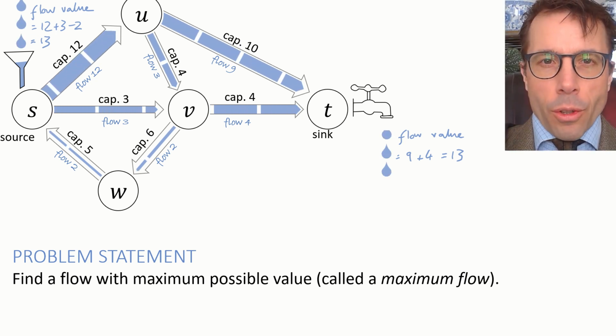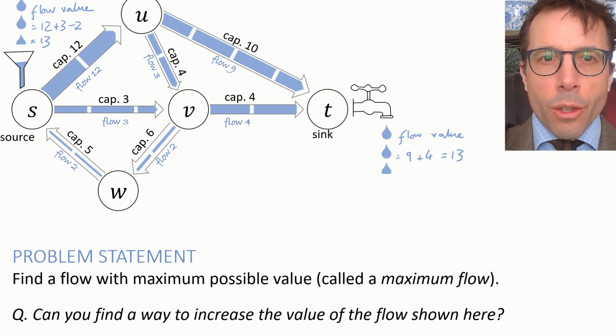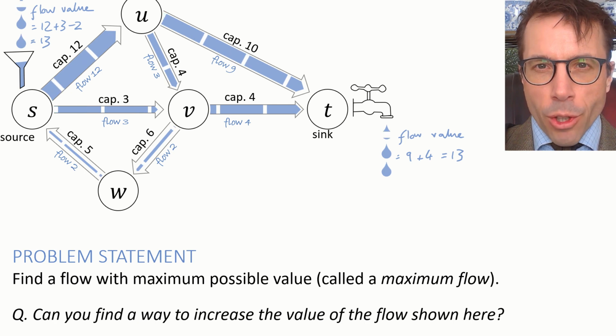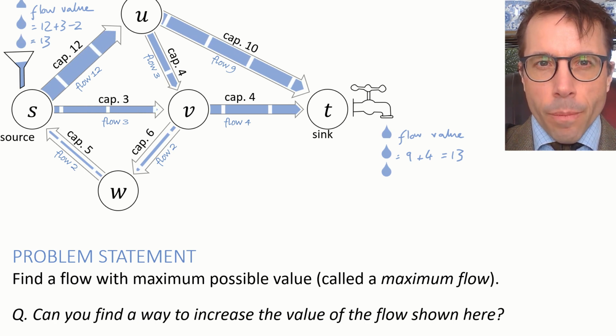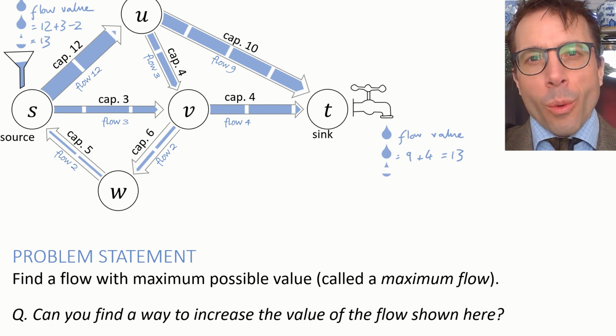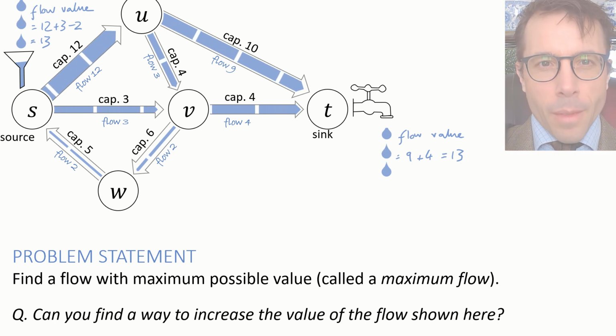I posed a question on the previous video, and if you haven't tried to answer it yet, then you should try now. Can you find a way to increase the value of the flow shown here by adjusting the flows on some of the edges? Pause the video and try to solve this, because once you see the solution, you'll be most of the way to a complete working algorithm, and it's always so much easier to understand an algorithm when you've come up with it yourself.